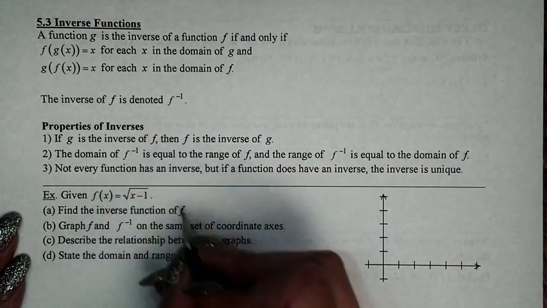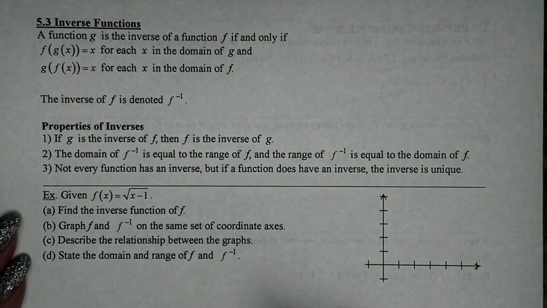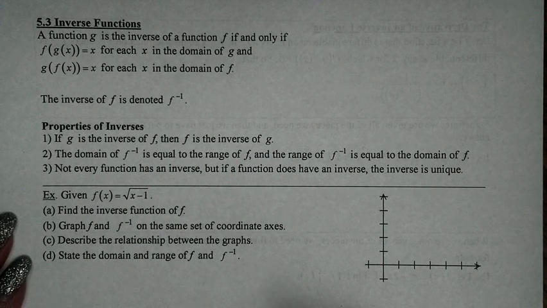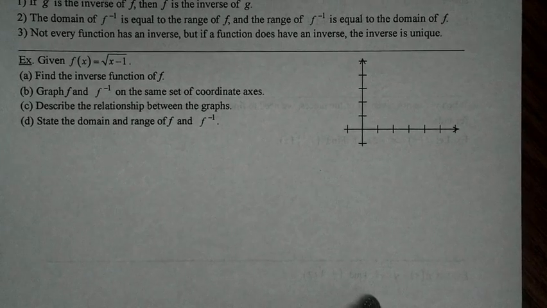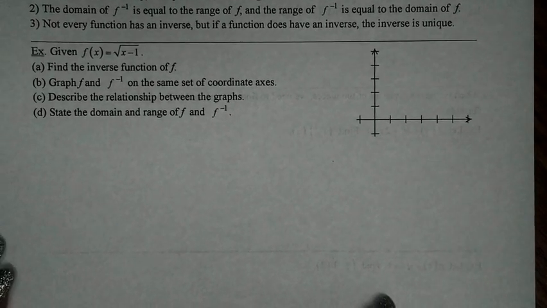Some of the properties that you need to remember from Algebra 2 are the following. If g is the inverse of f, then f is the inverse of g. The domain of f inverse is equal to the range of f original, and the range of f inverse is equal to the domain of f original. Please remember that not every function has an inverse, but if a function does have an inverse, the inverse is unique. Okay, so let's look at this example and do what we were doing back in Algebra 2.